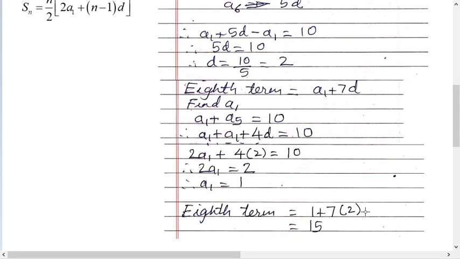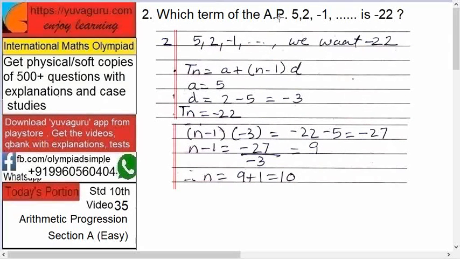7 into 2, right? So that is 15. That is the required answer. Which term of the AP? This is AP: 5, 2, minus 1, it goes on. Is minus 22. Means what? See here, it's given as AP.